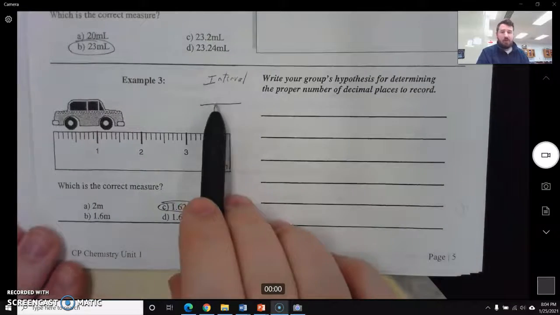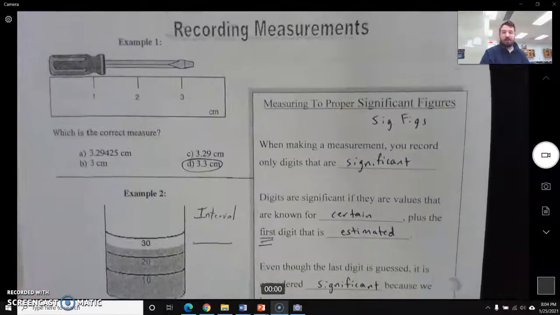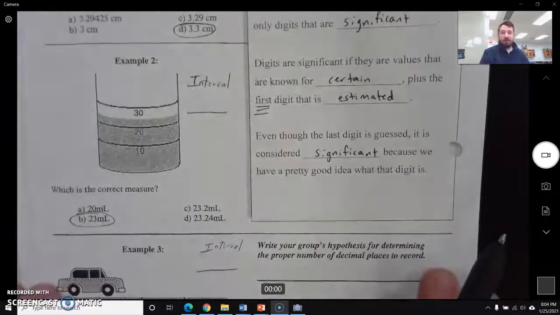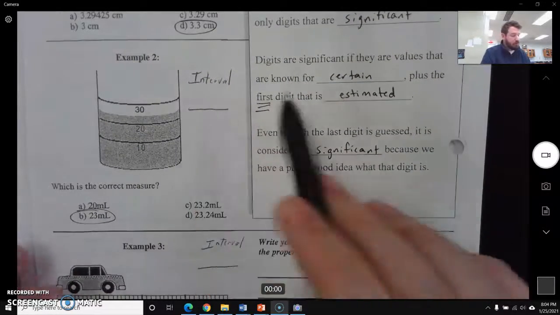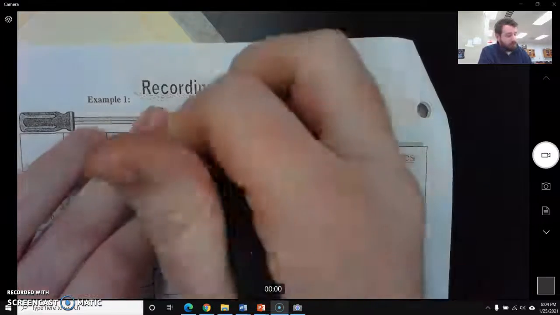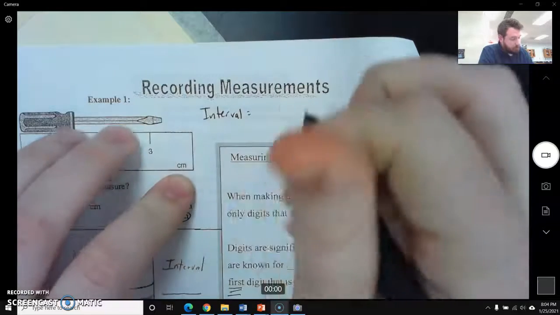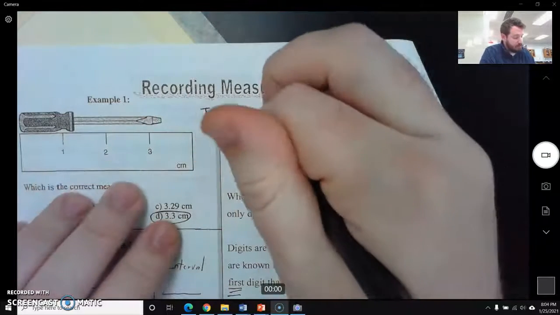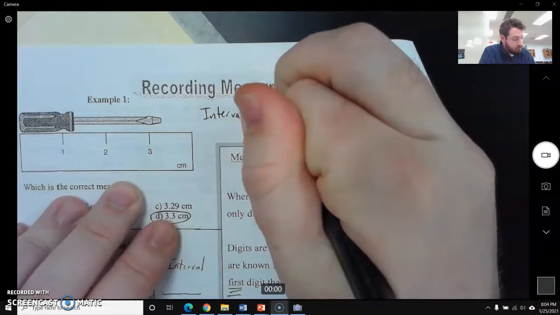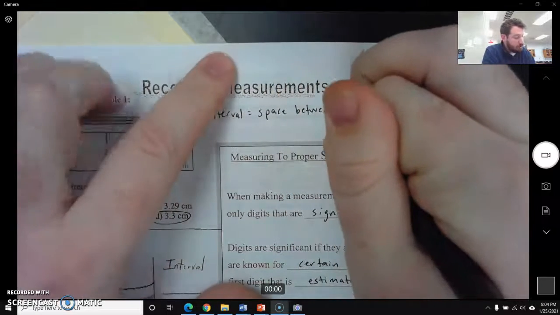All right, so you might have noticed this interval line that we did not fill out. Maybe we want to write this up above here. So maybe we write interval, and that is the space between the smallest markings.